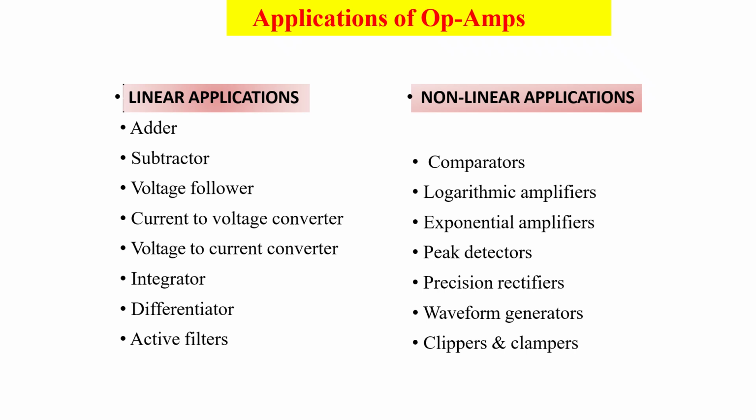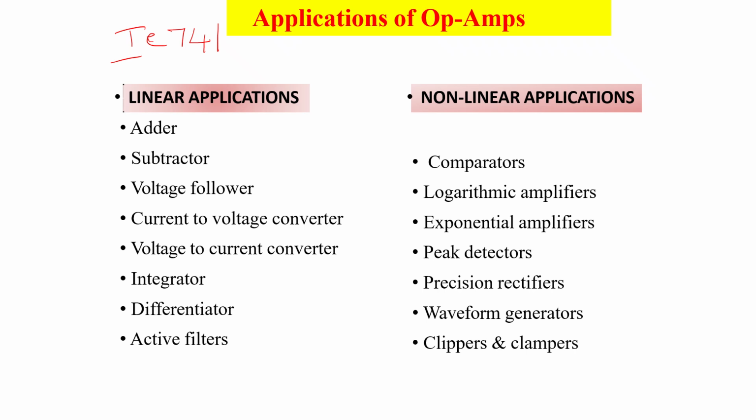In today's video, we are going to discuss some applications of operational amplifier. The IC that we will be using most is the IC741 op amp. They are applied for linear and non-linear applications.